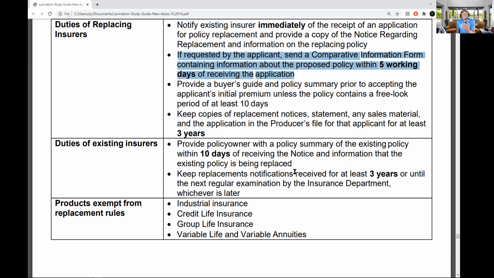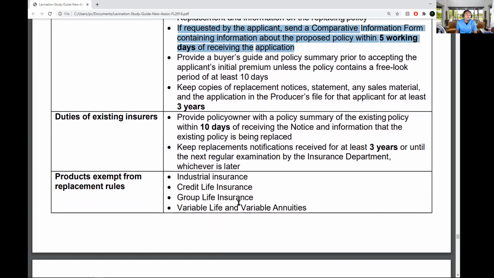So whoever owns that policy, they have to let them know in 10 days, your policy is going to be replaced with so-and-so, with ABC insurance company, right? Keep replacement notification received for at least 3 years or until the next regular examination by the insurance department, whichever is later. Now, that's part of their work, not you as the agent. So they have to make sure they do that, and they will.